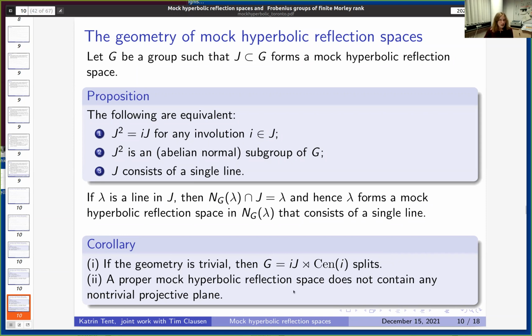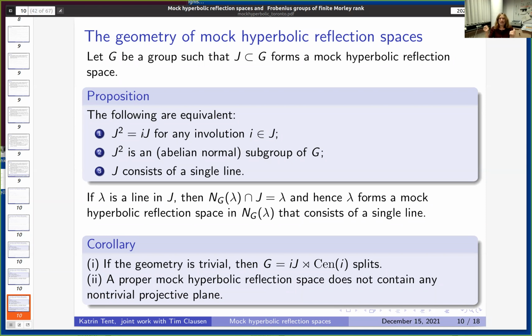And the second corollary that you get is that a proper mock hyperbolic reflection space cannot contain any non-trivial projective plane. So in a projective plane, any two lines have to intersect in a point. But this condition here says that if you look at translations on these lines that intersect, you can write them as j times I on one line and I times something else on the other line. So the i's are involutions.